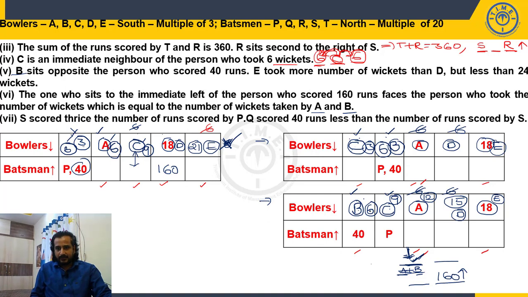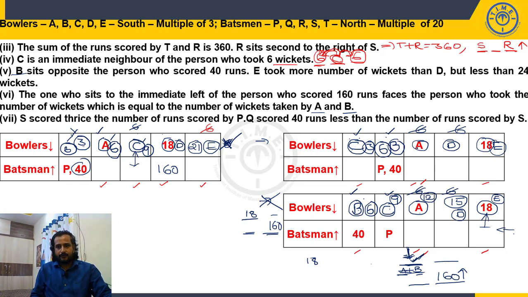But here, 6 plus 12, A and B. How much? 18. So in this case, 18 should be immediate left of 160. I mean, the one who faces 18 should be immediate left of 160. So 18 is here. So immediate left of 160. Is it possible? No. I can say that this case is ruled out. Okay. Now come to this case.